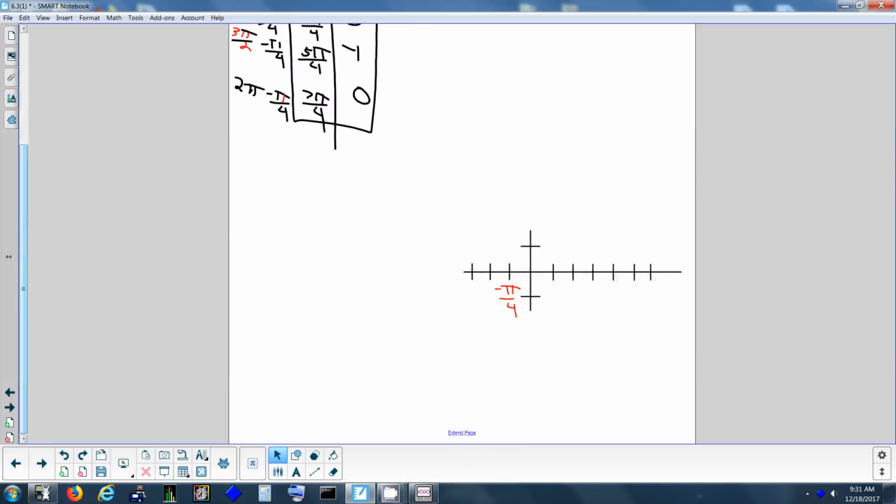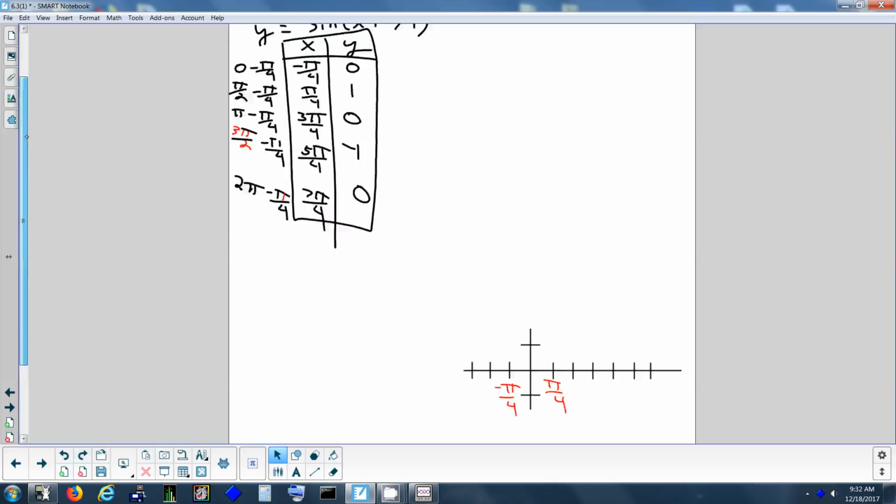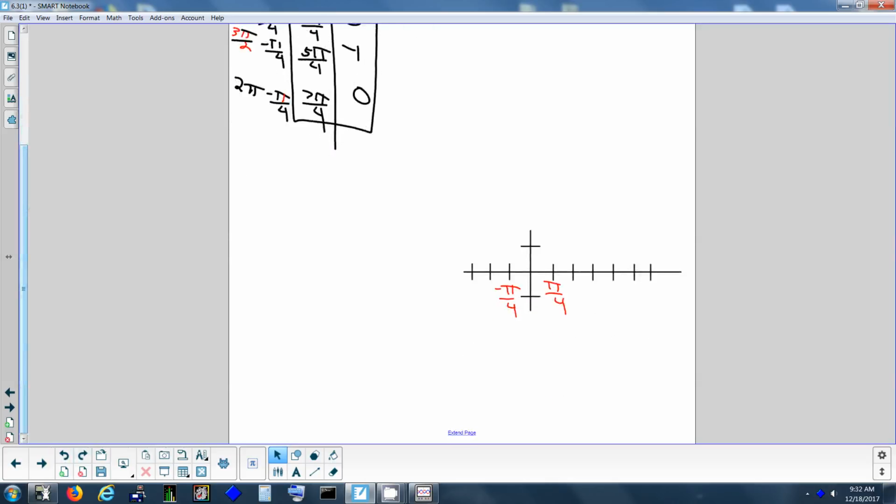Can someone tell me where that label would go? Where would the pi over 4 label go? Liam? The first positive tick mark. The first positive tick mark. Now, why can't you put it where I just put an arrow pointing? Why couldn't you put it there? That's 0. Don't ever put a label on the axis other than 0. So now, the next question, where does 3 pi over 4 go?